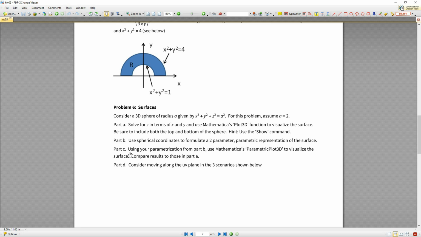And now in part C, you can use this much easier parameterization and Mathematica's ParametricPlot3D function to visualize the same surface. So you should get similar results from part A and part C.